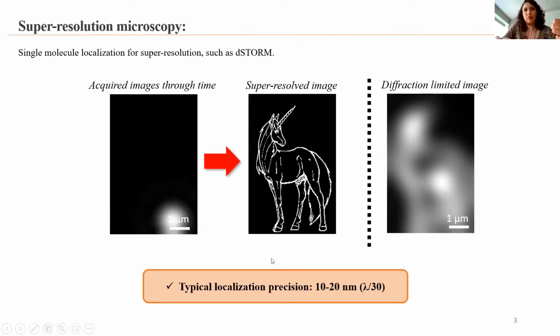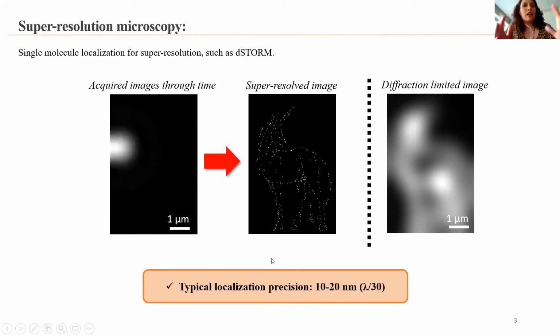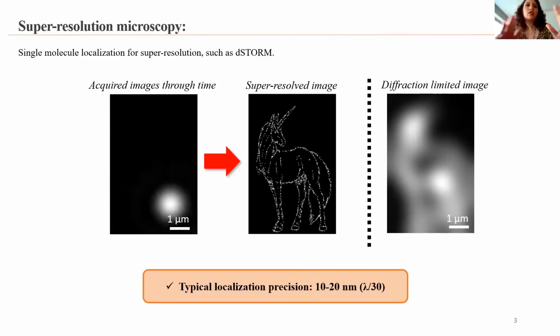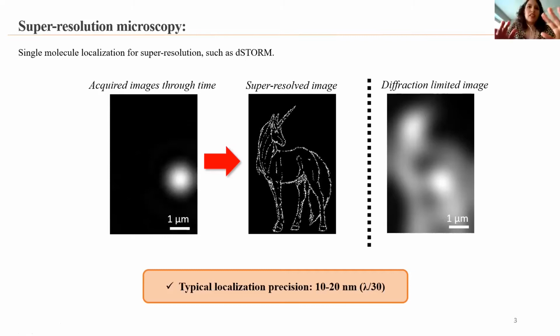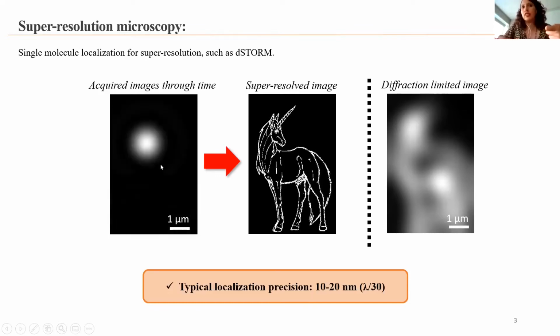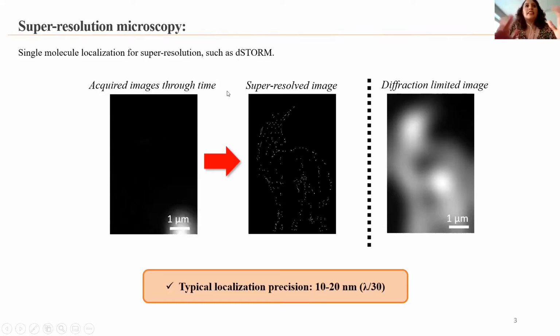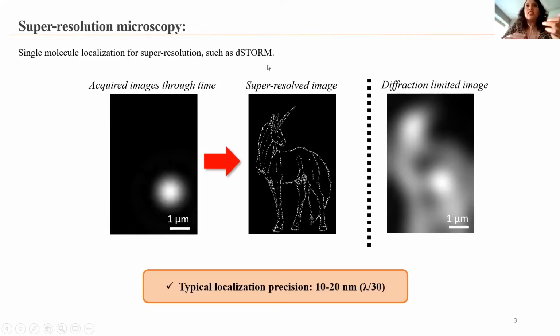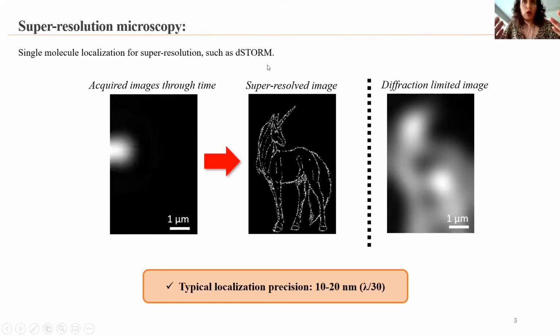Otherwise, it will look diffraction limited like this, kind of blurry, and we won't be able to localize each of the emitters. Now, the typical localization precision that we can achieve is around 10 to 20 nanometers. This means around lambda over 30, where lambda is the wavelength of emission of these fluorescent nanobodies. And this is the principle of one of these super resolution techniques, which is called STORM, and is the one that we use.